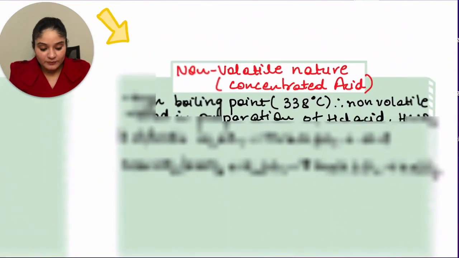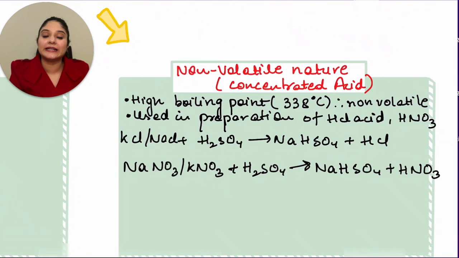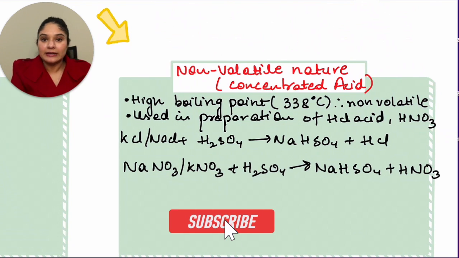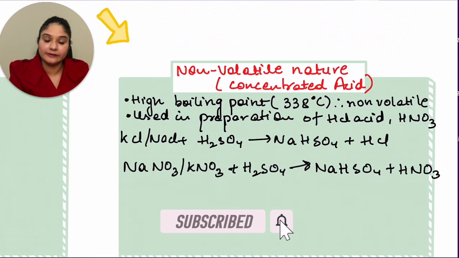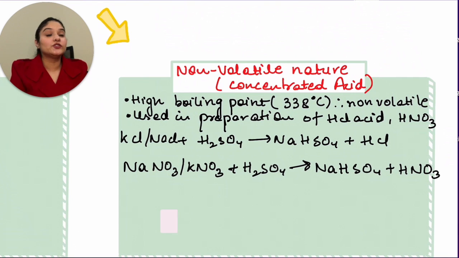So the next is non-volatile nature. Non-volatile nature is of concentrated acid. Since H2SO4 has a high boiling point, that is 338 degrees Celsius, therefore it is non-volatile. And since it is non-volatile, it is used in the preparation of less volatile acids, such as HCl, that is hydrochloric acid, nitric acid, acetic acid. So it is used in that preparation.